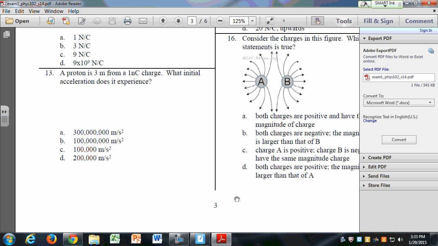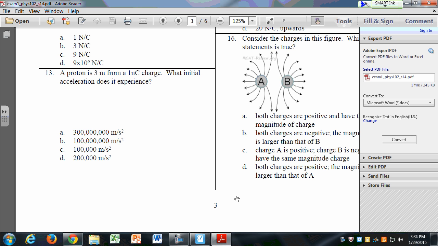Here's another one. This one's pretty simple, but you could see something like this. I have a proton that's 3 meters from a 1 nanocoulomb charge. What acceleration does it experience? A couple things you could do here. Probably the easiest thing would just be to use Coulomb's law to find the force that it experiences, and then figure out the acceleration by just F over m.